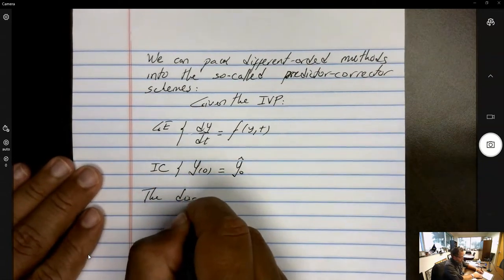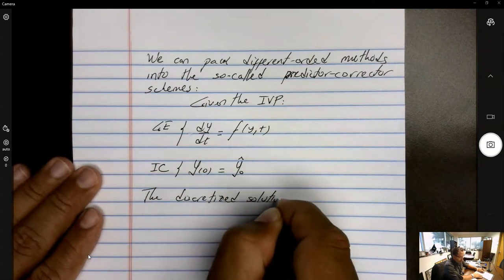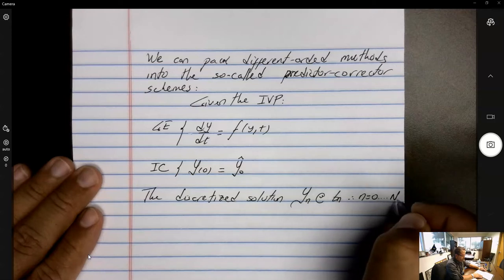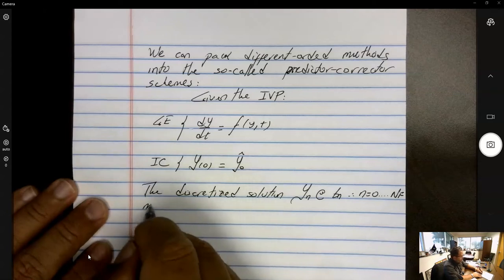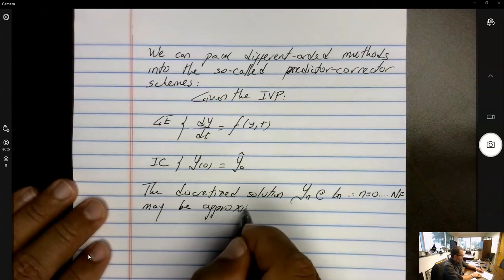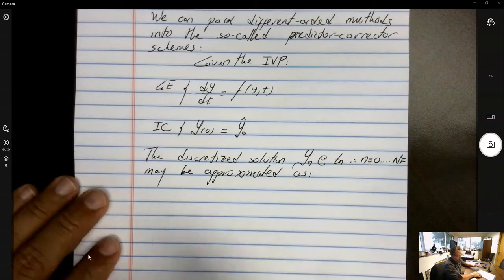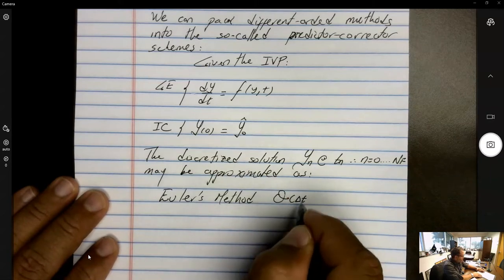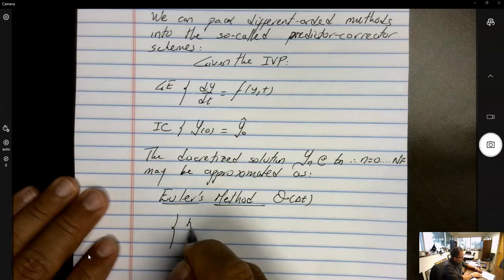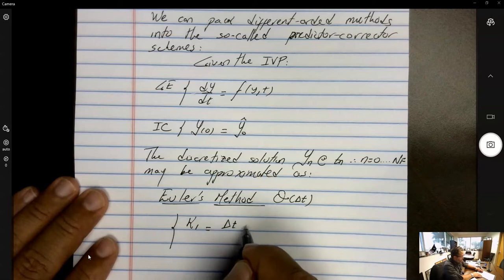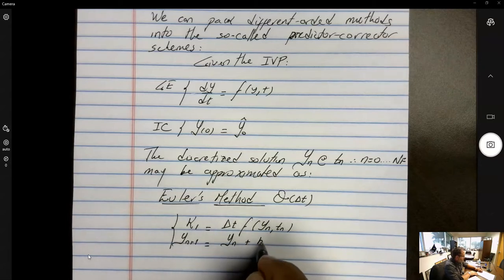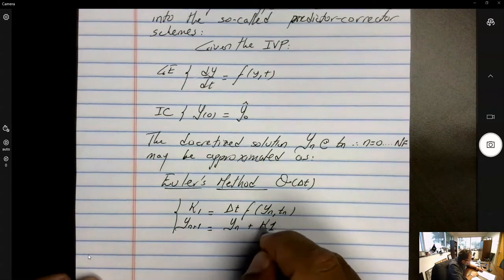So the discretized solution yn at tn, such that n goes from 0 to some value nf, may be approximated as, well, the first method that we learned is called the Euler's method. We already know what this looks like. We know that this is order delta t. And this one goes like this. k1 is equal to delta t times f of yn comma tn. And yn plus 1 is equal to yn plus k1.